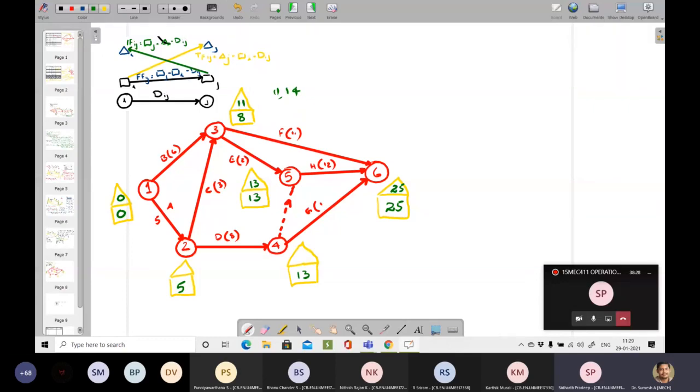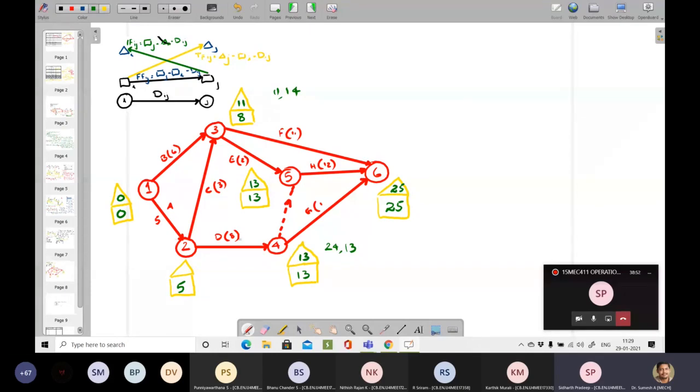Okay. Now at node number 4, we'll see. So 25 minus 1, how much? 24. Or 13 minus 0, 13. What is minimum? 13. 13 is minimum. Right. Now we'll see at node number 2.